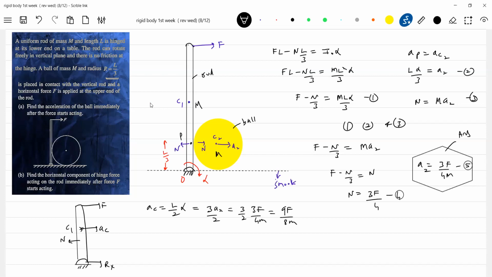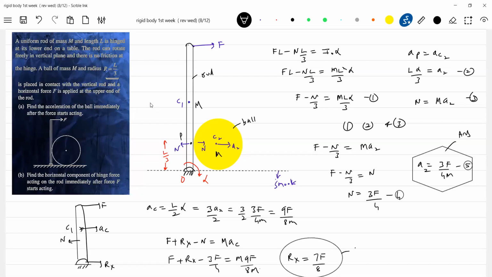Okay, let's write the basic equation. F plus Rx minus N equal to M times AC. Rx is the unknown thing. So what is N? N we know is 3F by 4M times M, so 3F by 4. Then it is 1 by 8 F. How much? 1 by 8 F. And F minus that is only 7F by 8, no? Yes, sir. Reaction horizontal.